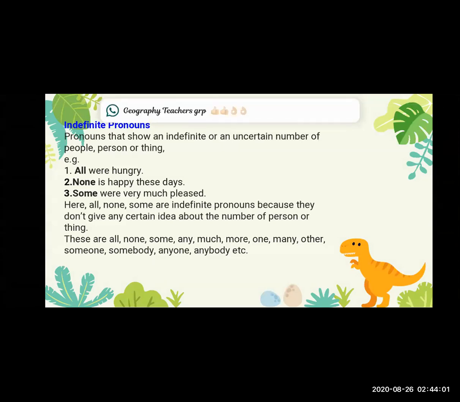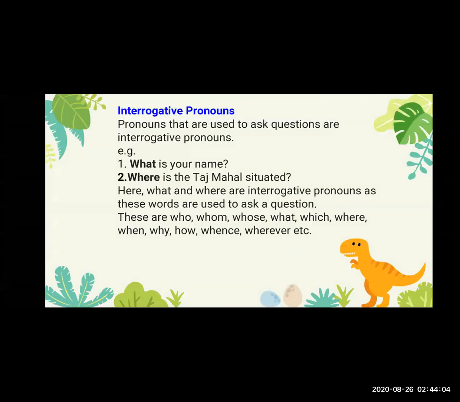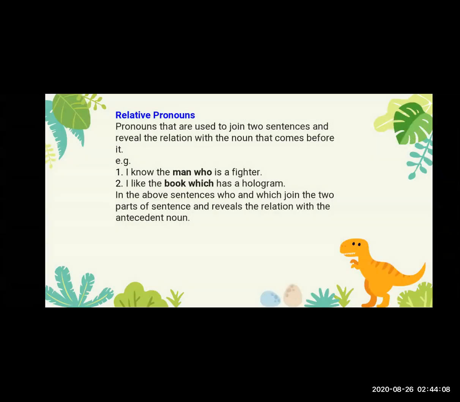Indefinite pronoun. Then we have learned also about the interrogative pronoun. Now, relative pronoun. So what is a relative pronoun? The relative pronouns are pronouns that introduce dependent or relative clauses in a sentence, and they can also stand alone as a subject or object of a sentence.